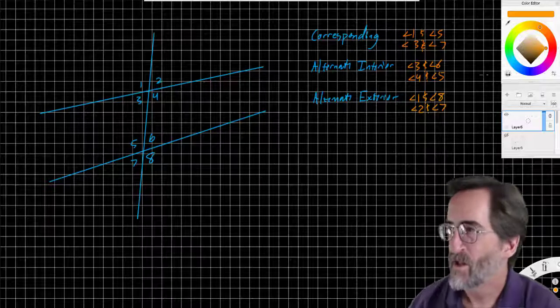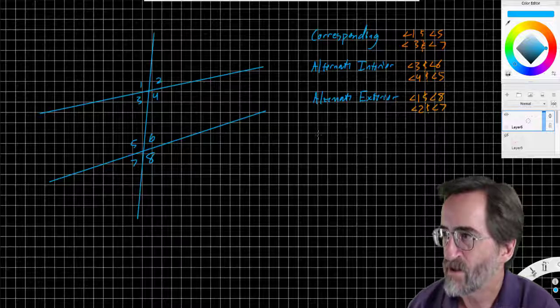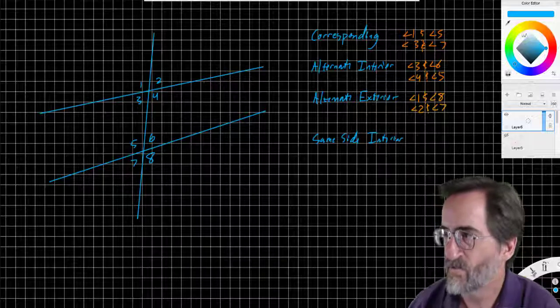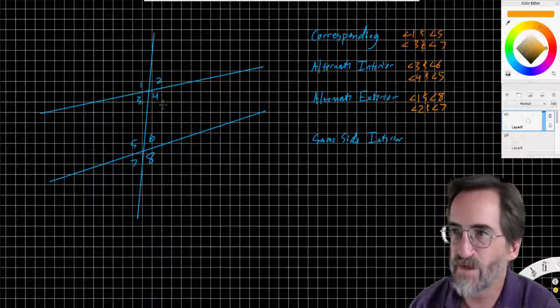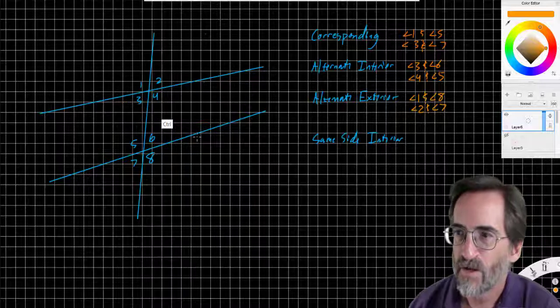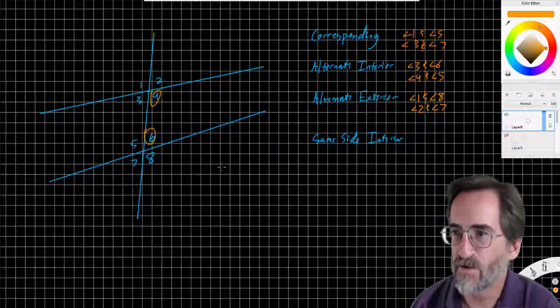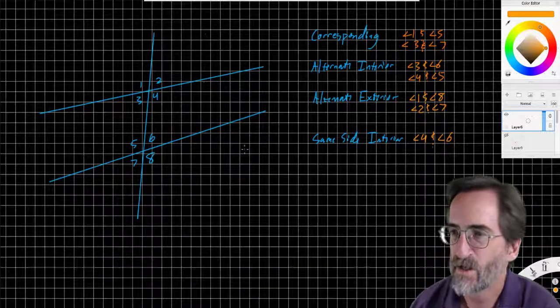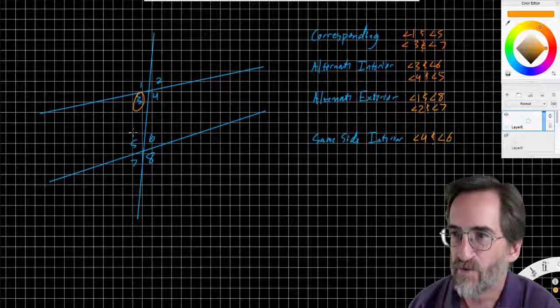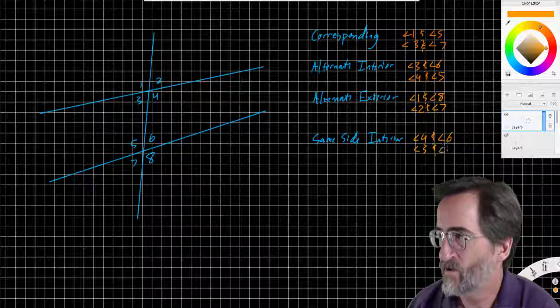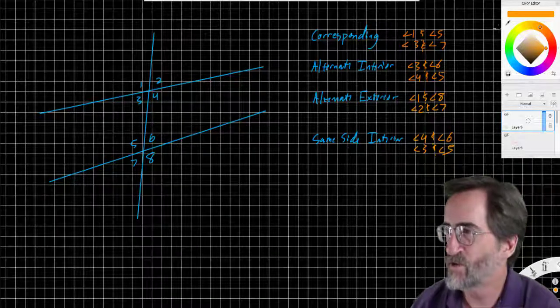And then we have same side interior. So they're on the same side of the transversal, like on the left or the right, and they're interior. So angle 4 and angle 6 are same side interior angles. Also angle 3 and angle 5 on the left side there. Same side interior angles.